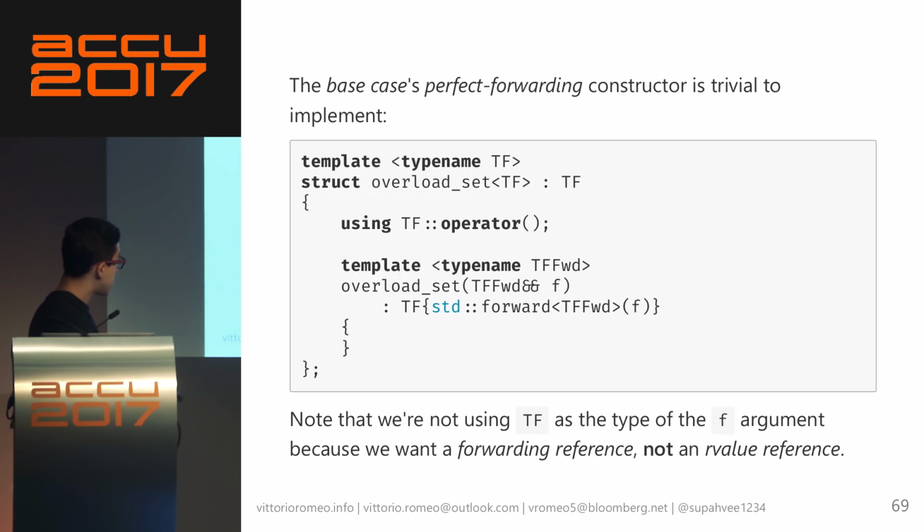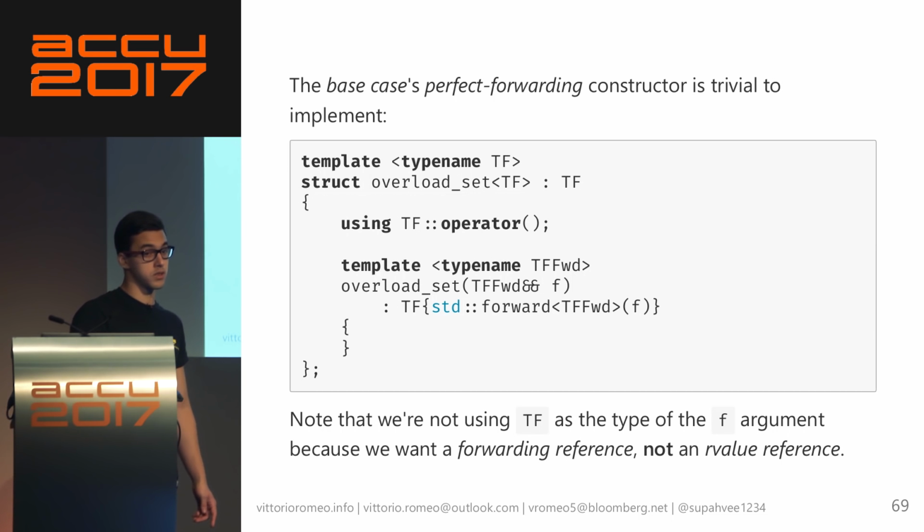And please know that I'm not using tf ref here, because that wouldn't be a perfect forwarding reference. It would be an R-value reference, since there is no template argument deduction happening. So to be as flexible as possible, you need a new type name here.